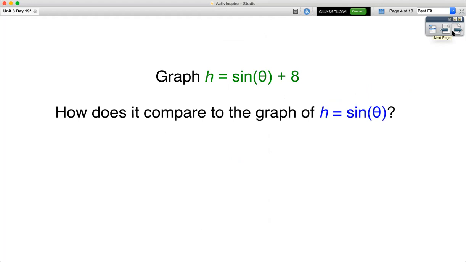Again, pause the video. You're going to go to Desmos, and I'd like you to compare the two graphs. What's similar about them? What's different about them? So go ahead, pause the video, go to Desmos, graph h equals sine theta plus 8 and h equals sine theta. And when you're ready, unpause and we will continue.